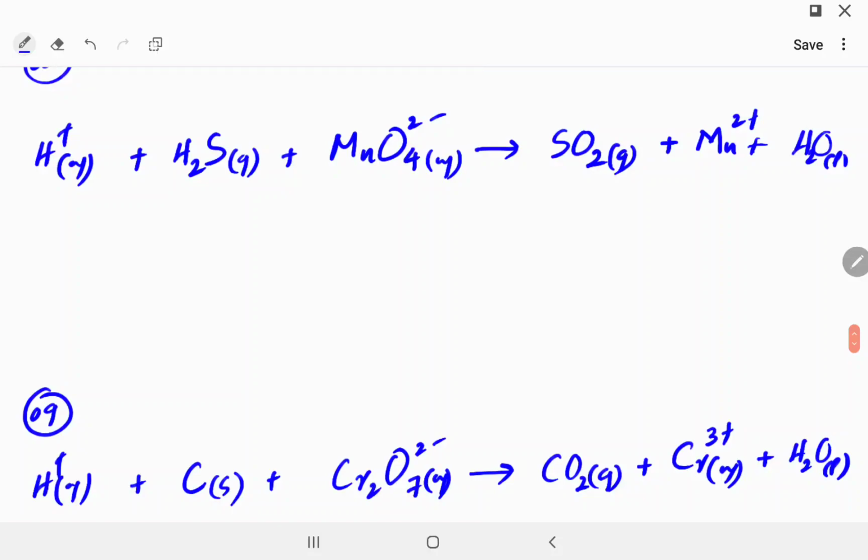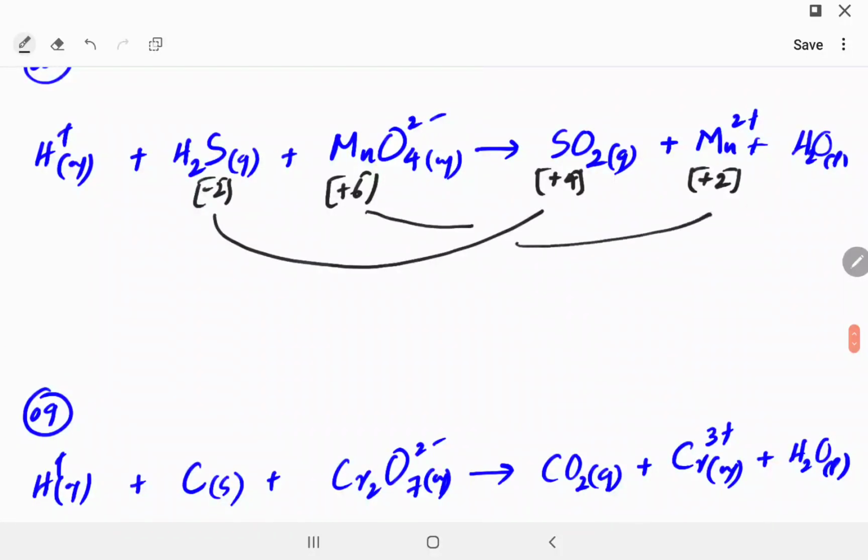So oxidation numbers of importance are sulfur -2. Let me use a different color. Manganese is +6 on this side and +2 on this side, and sulfur is +4. Okay, so let's identify oxidation and reduction. Sulfur going from -2 to +4, that is definitely oxidation. And manganese going from +6 to +2, which is definitely what? Reduction.